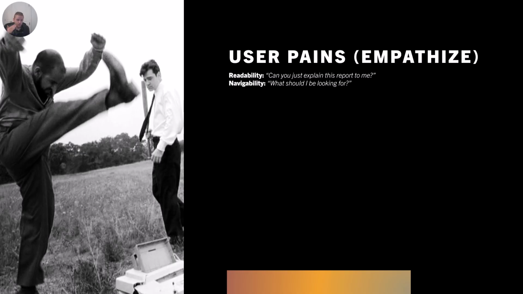I'm going to talk about where we're at and where we're going, and Design Sprint 1 is going to be about user pains and empathy. We've heard past feedback, like, can you please explain this report to me? Or what should I even be looking for? Those comments on their own are not super encouraging, but they tell me that there's 2 primary issues we're going to have to solve. It's going to be readability and it's going to be navigability.